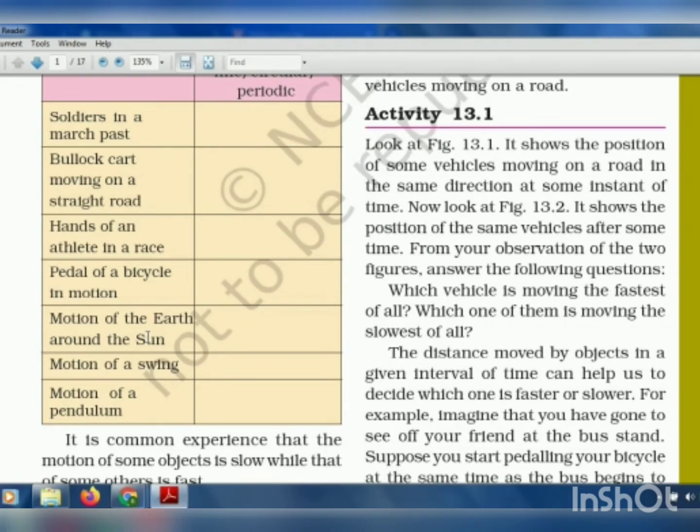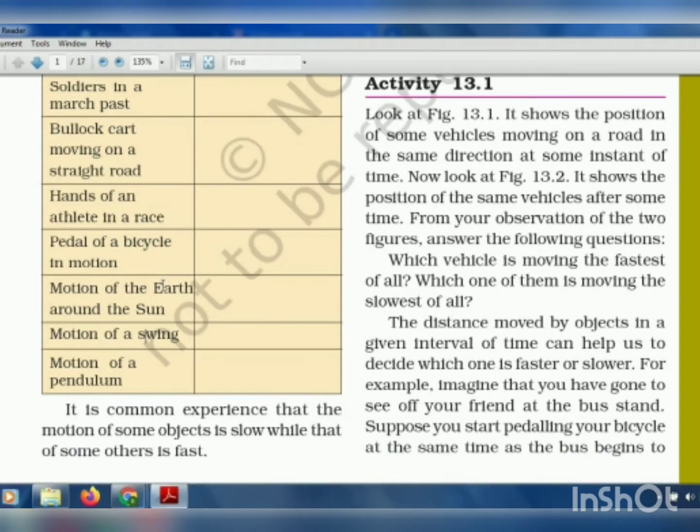Then motion of a pendulum. You must have seen in a clock. You can see a pendulum hanging from the clock. Now that pendulum also moves front, back, sideways, left, right. So that is also a periodic motion. Okay. So hope you are clear with these examples, that what is the difference between a circular, a straight line, and a periodic motion.